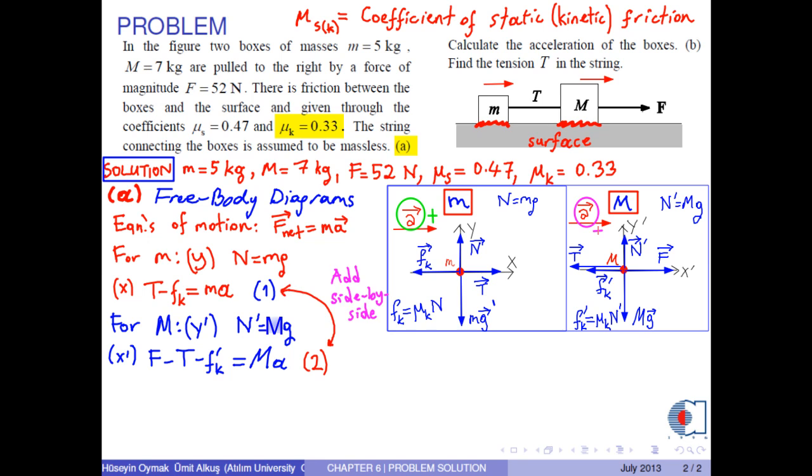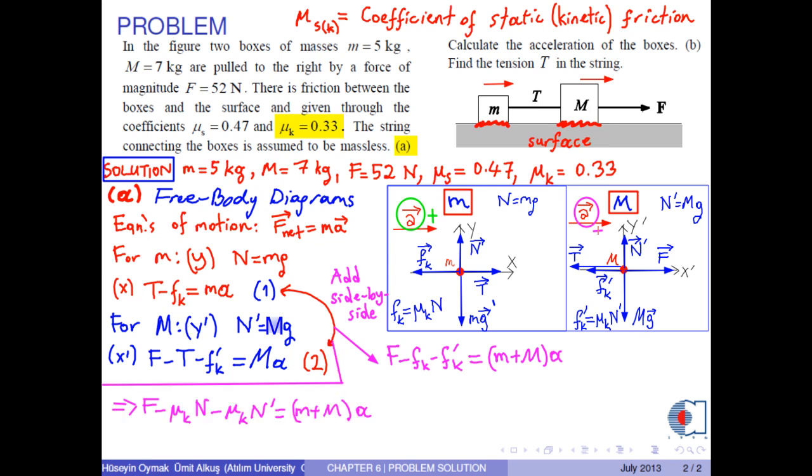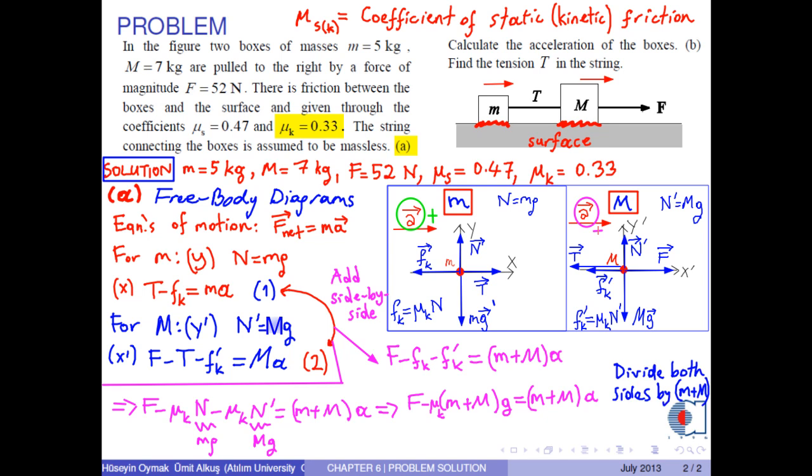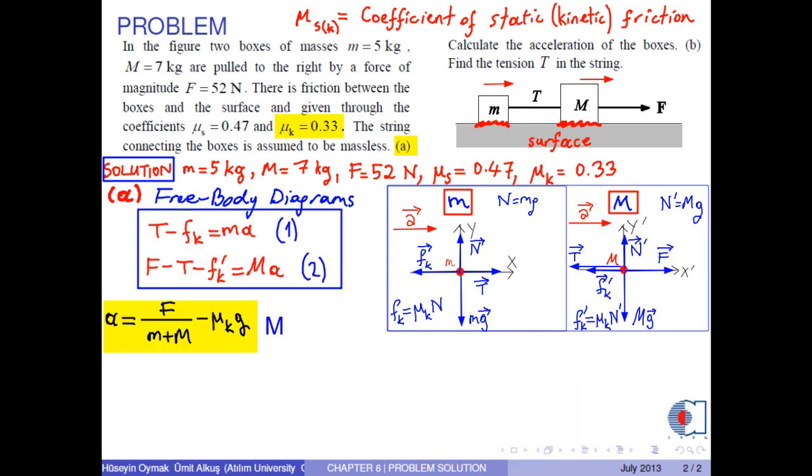Now, we add equations 1 and 2 side by side. Then we get F minus Fk minus Fk prime, which is equal to m plus capital M times a. If we use the expressions for Fk and Fk prime, then we use the expressions for the normal forces. Now, if we divide both sides by m plus capital M, then we obtain an expression for the acceleration as a equals F over m plus capital M minus mu k times g. Now, we put the corresponding numerical values into this equation.